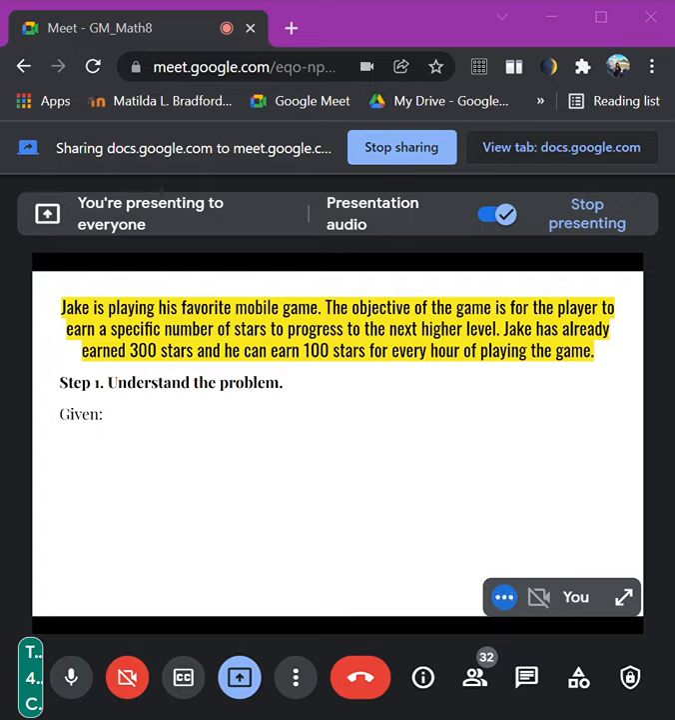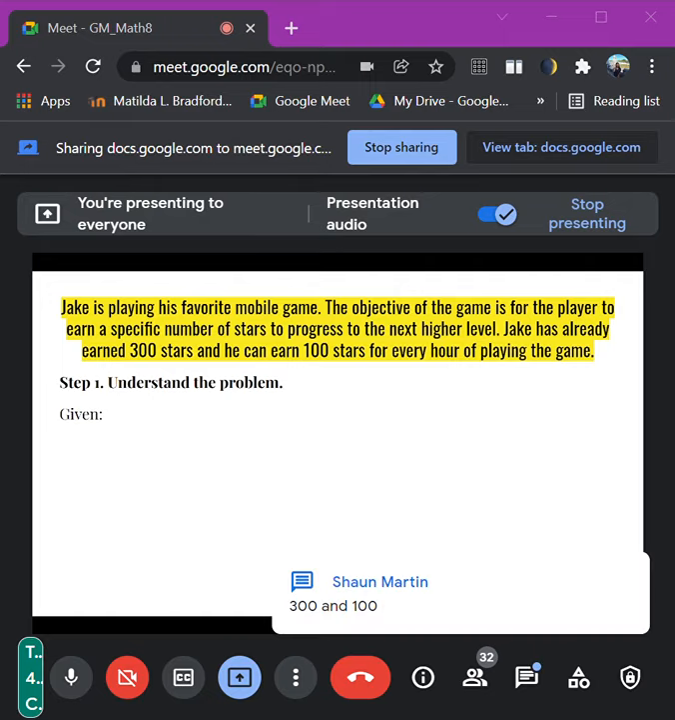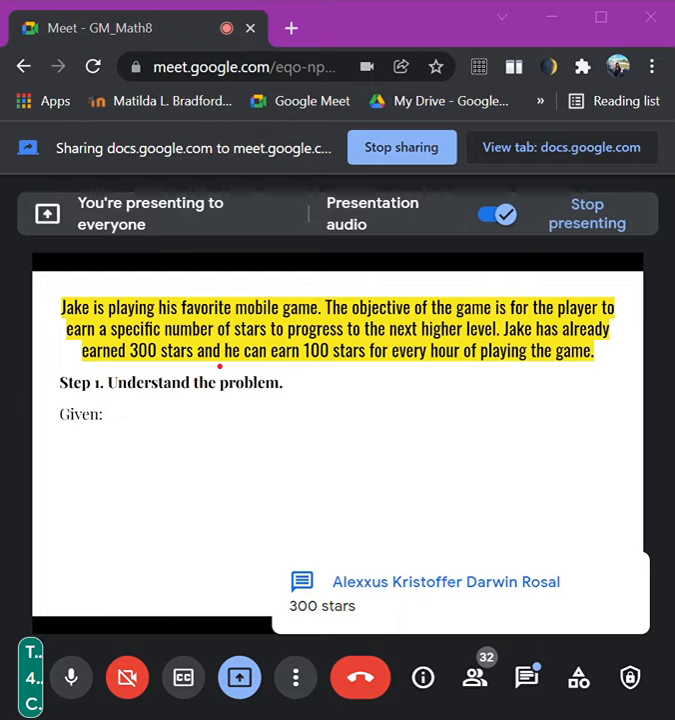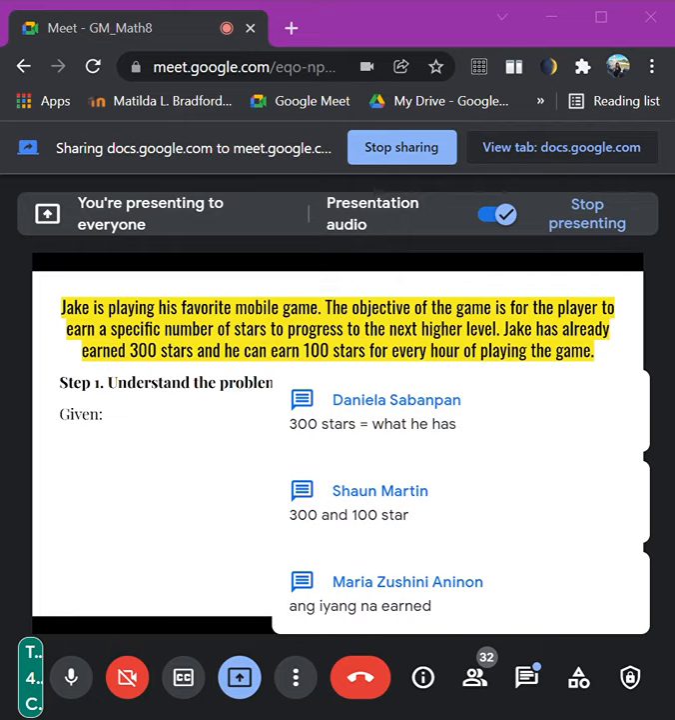Kay daghan man mga duwa, di ba nga, number of stars ang progress for the next level. So, unsa man natong makita diri nga given class? Unsa may naana ni Jake, and then unsa pa gyud iyang makuha? We have 300 and 100. So, unsa man ang 300? Actually, that is correct. Mona, ang 300 is correct, but we need to specifically write what is that 300 and 100 stars. Okay, dili lang ang number atong is what. So, unsa man ning 300 based in our problem here.